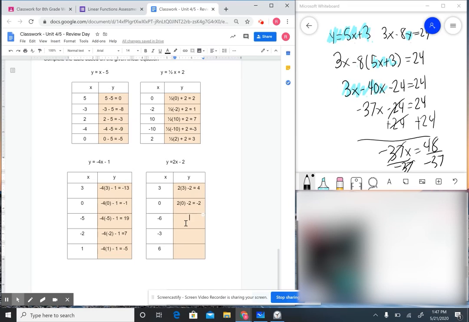So for this one, the last one, 2 times negative 6 is negative 12. Minus 2 would be negative 14. Negative 3 times 2 times negative 3 is negative 6. Minus 2 would be negative 8. Right? And for the last one, 2 times 6 is 12. Minus 2 is 10. Okay.